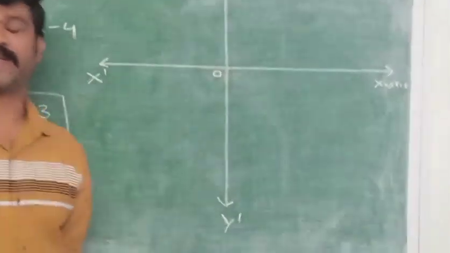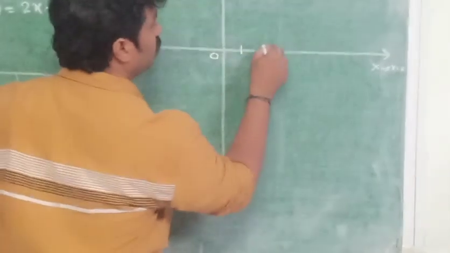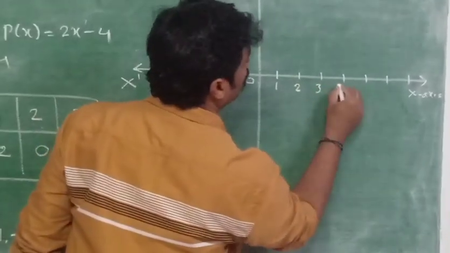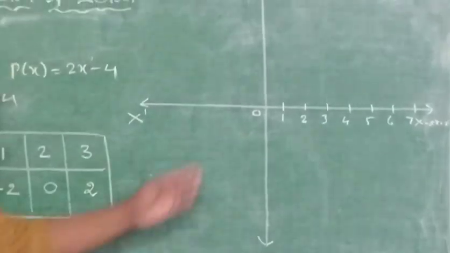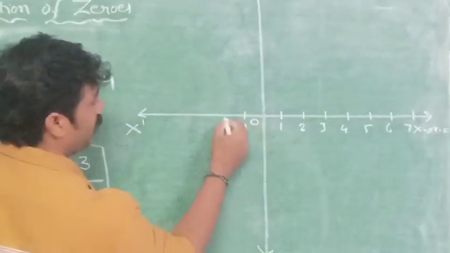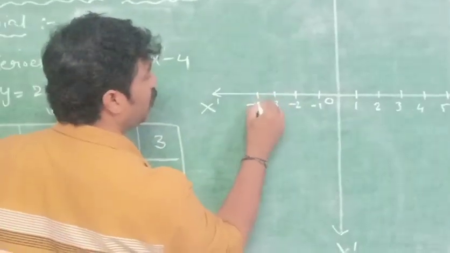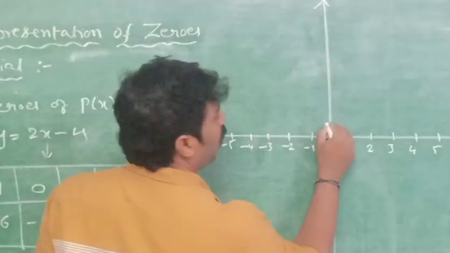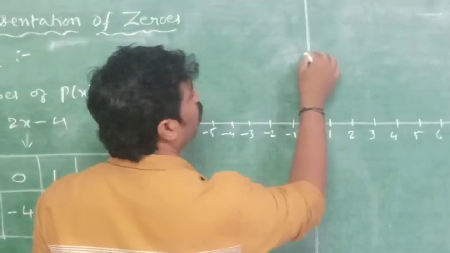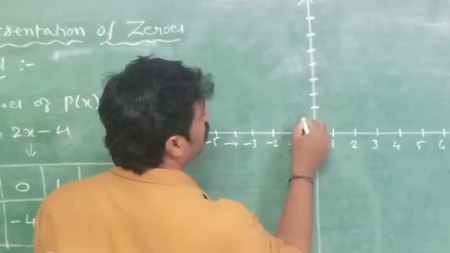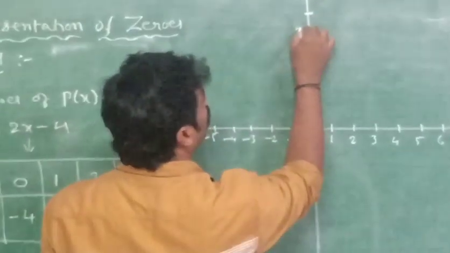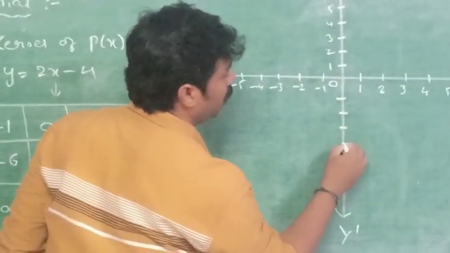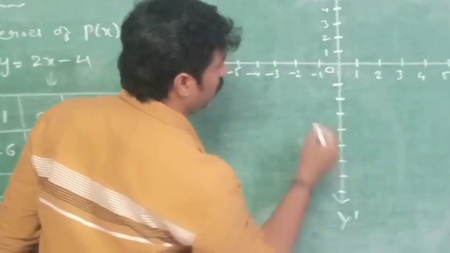Now take the real numbers on the x-axis and y-axis. Here we take 1, 2, 3, 4, 5, 6, 7. Similarly, on the left side we take negative values: -1, -2, -3, -4, -5. And on the y-axis, the positive values are 1, 2, 3, 4, 5, 6, 7, 8. On the negative side, we take negative values 1, 2, 3, 4, 5, 6, 7, 8.